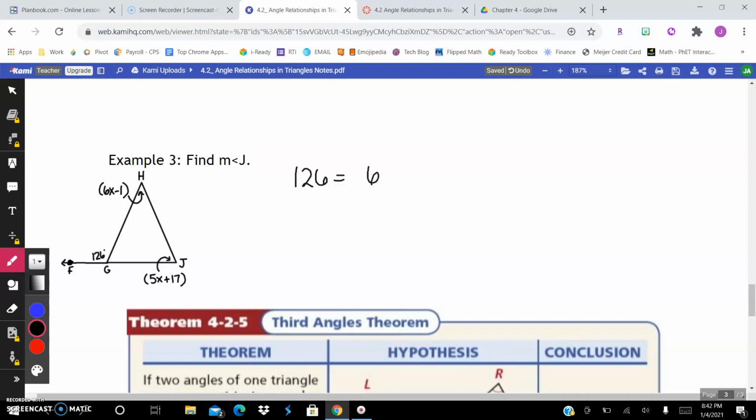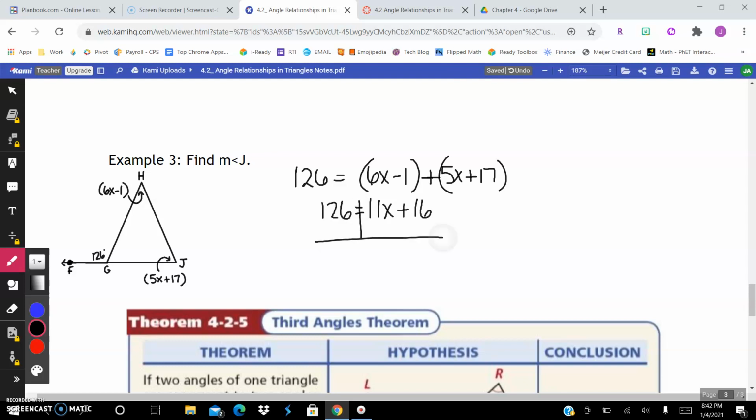So 6x minus 1 plus 5x plus 17. So we know that adding those two together is going to give us that 126. So now I'm going to combine like terms over here. I have 6x and 5x, which would make 11x, and I have negative 1 and positive 17, which would make positive 16. And now I have to figure out what x is. So I'm going to minus 16 from both sides. I get 110. And then I have to divide both sides by 11.